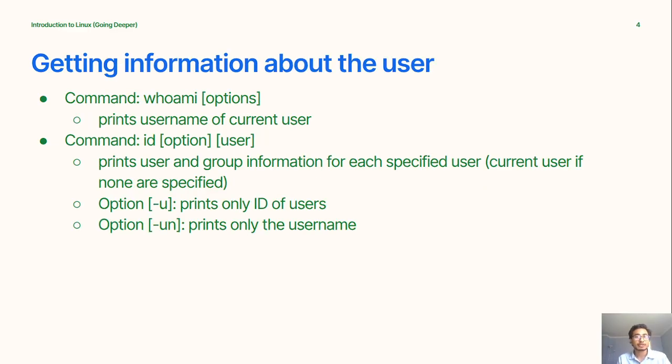So, getting information about the user. To get information about the user, we have a command called whoami. This command prints the username of the current user. We also have another command, which is id, and these are the options, which are optional. With the help of id, it prints user and group information for each specified user, and with the -u option it only prints the user id, and if the -u and -n options are given, then it prints the username.